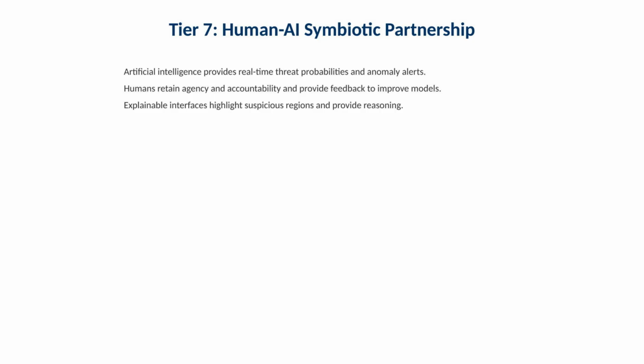Tier 7 emphasizes that screening is not purely an automation problem. Human screeners provide context, judgment, and accountability, while artificial intelligence provides pattern recognition, consistency, and speed. The point of the Centaur model is that the combined system should outperform either humans alone or artificial intelligence alone.